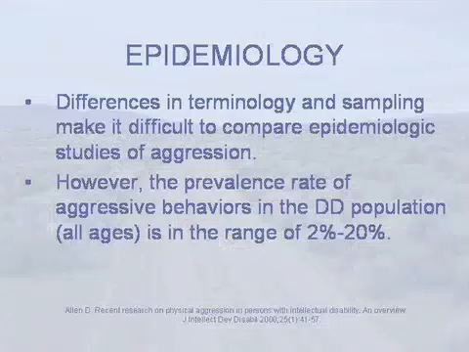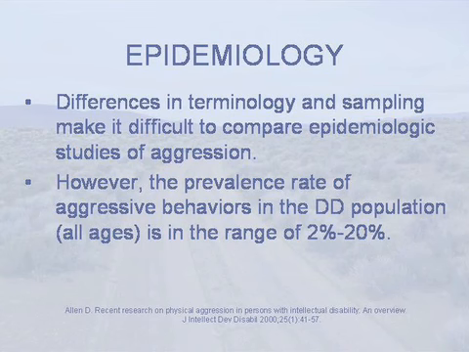So a very brief epidemiologic comment. We know that there are a lot of problems in the literature as far as having the same terms, different sampling techniques, that sort of thing. But generally the prevalence rate for aggression in the DD population, looking across all ages, is somewhere between 2% and 20%.